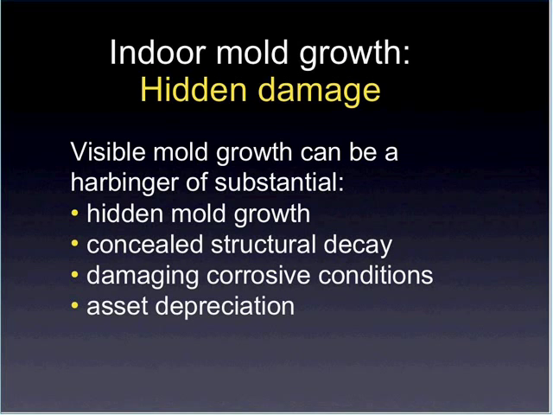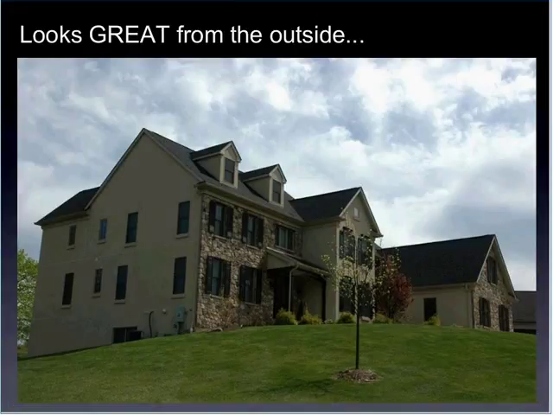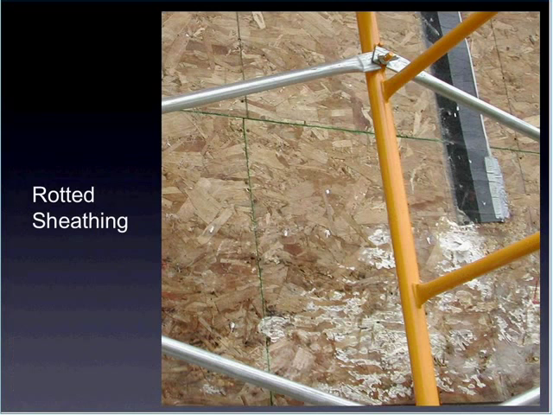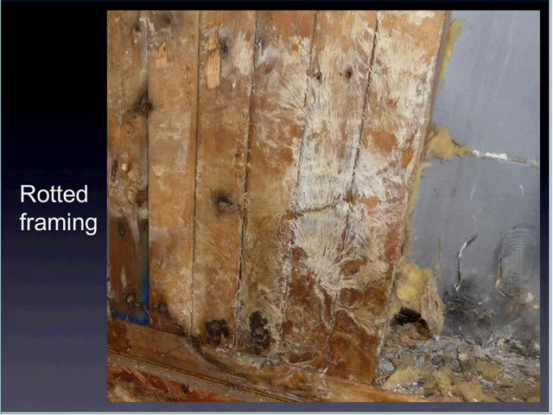And finally, indoor mold growth is really important because of the hidden damage that mold growth often reveals. Hidden mold growth can be a harbinger of other conditions caused by water damage inside the building. Now, this house looks great from the outside, but on further inspection, what we see is rotted sheathing. This is oriented strand board. It's a wood product, but it's already been partly digested in the making, and with water, it will easily grow rot. And behind that sheathing, we often find framing.